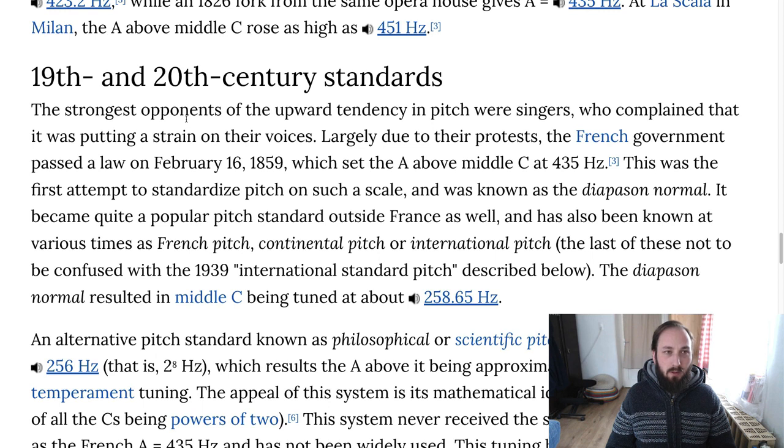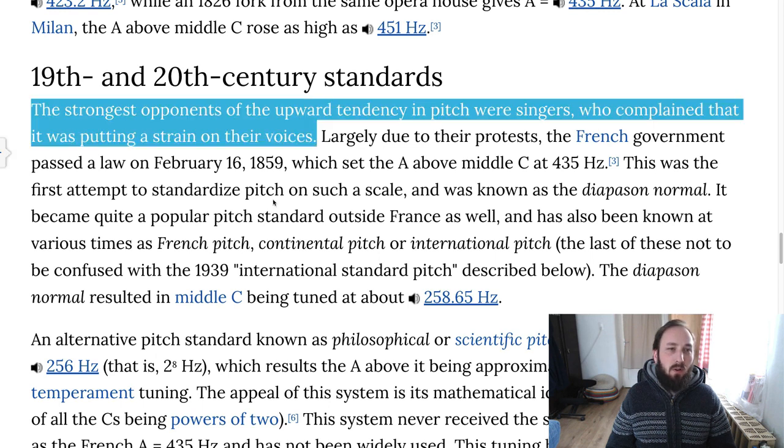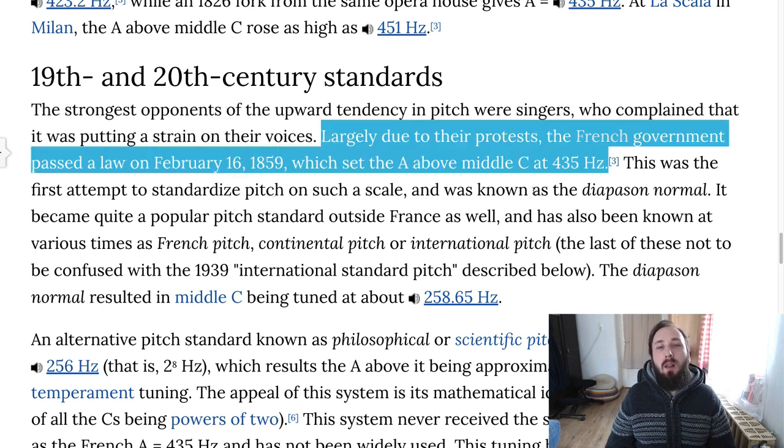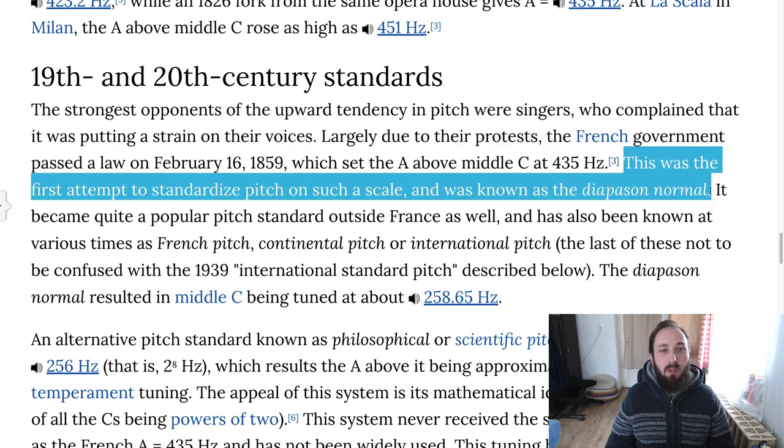Now here's another interesting piece of information from Wikipedia. The strongest opponents of the upward tendency in pitch were singers who complained that it was putting a strain on their voices. Largely due to their protest, the French government passed a law on February 16, 1859, which set the A above middle C at 435 Hz. This was the first attempt to standardize pitch on such a scale and was known as the diapason normal.